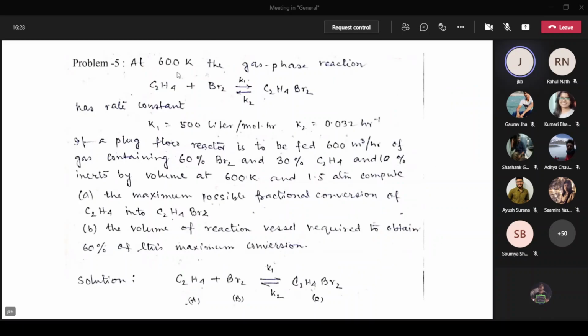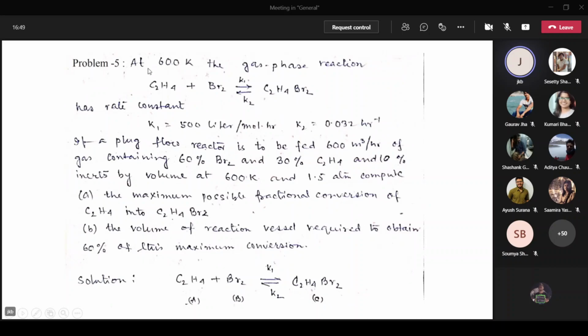Okay, now I think it is visible to you. This is problem number 5. Aditya, yes, sir, it is visible. Okay. Actually, the previous file was corrupted. I've used another file.